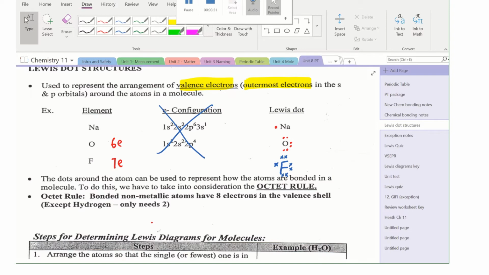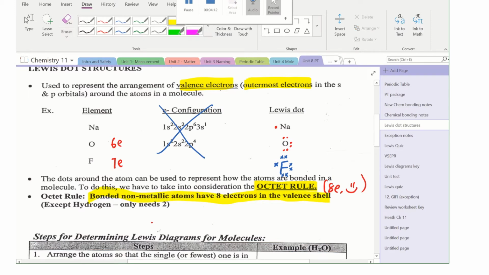So here again, we need to remember the rule called the octet rule. Octa means 8. So 8 is the magic number, a happy number. It makes the atoms happy. All the atoms in their life want to achieve 8 valence electrons. That's the octet rule. And all bonded non-metal atoms like to have 8 electrons in the valence shell.